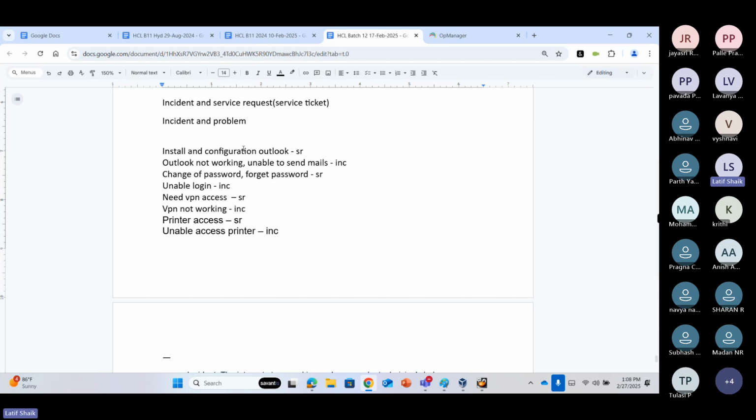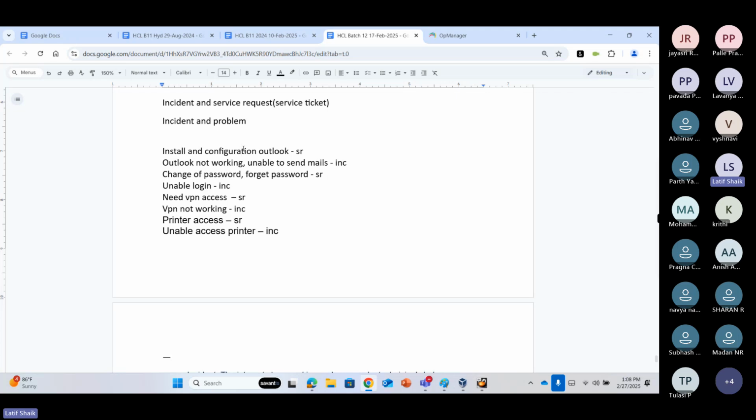Change your password. You forgot your password, or maybe you want to change your password. That is a service ticket. You have the correct username and password, but when you try to log in, it shows login failure. So it is an incident. You need VPN access, a service ticket. And if you already have VPN but it is not working right now, it is an incident.